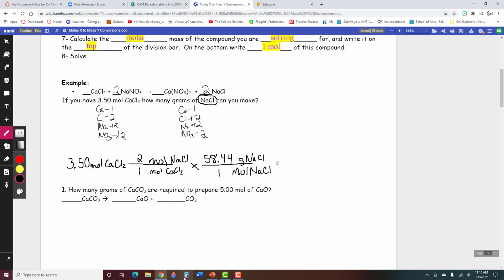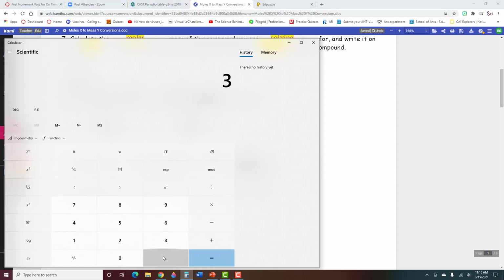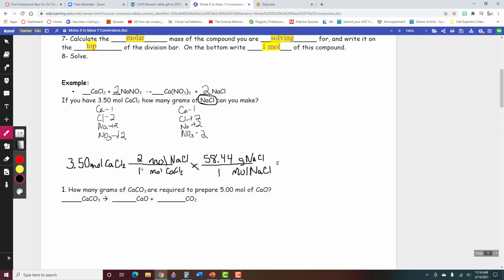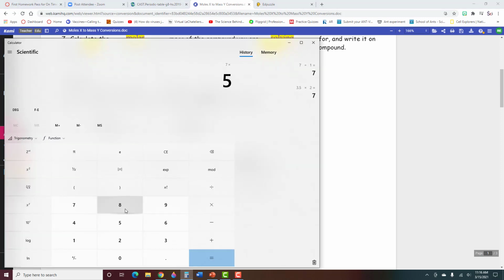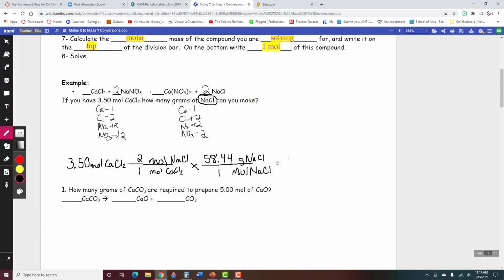So I have 3.50 times 2, and then the bottom number was 1. Okay, 7. 3.50 times 2 divided by 1. Now multiply by the top number, divide by the bottom. So multiply my 7 times 58.44, and then divide by 1. And I know that you don't have to divide by 1, it gives you the same answer, but it is symbolic, because that is how you cancel those units, is dividing by that. 1, 409.08.